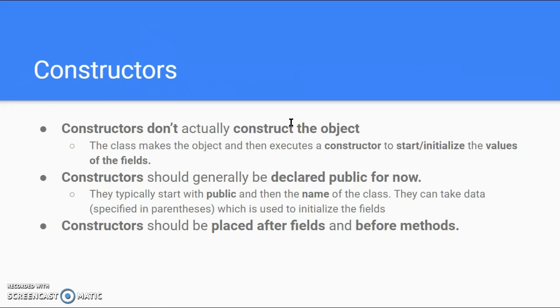And the constructors should be placed after the fields and before methods, because, as I said earlier, order matters. This means that if you want to be able to use the fields that the constructor is initializing, you want to put the constructor after the fields so it knows the fields exist. And the methods are also going to be using those fields, so you want to initialize the fields before the methods so the methods can actually use them.